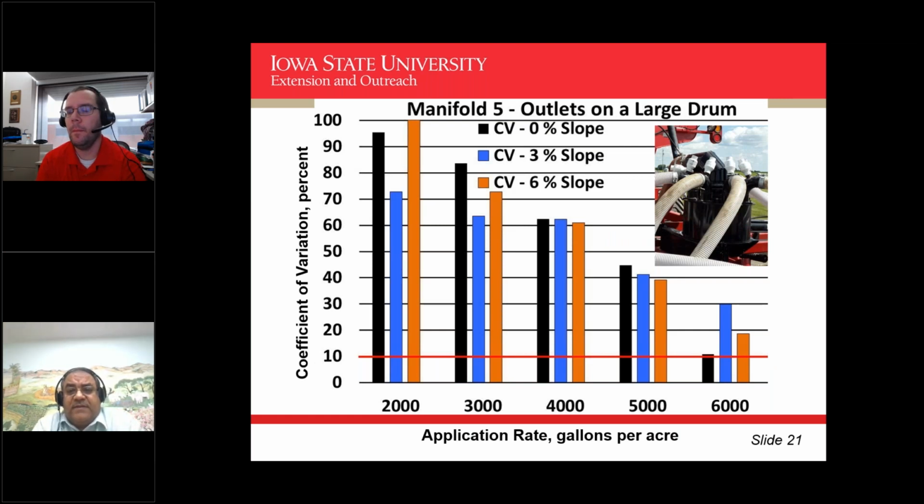Another one we tested, in this particular case, had manure entering from the top, and the outlets were also on the top in this manifold. But as you can see, on the lower application rates, it had pretty high variability. Even getting up to 6,000 gallons per acre, we were still higher than the 10% mark. We were getting pretty close, but still well above that 10% variability red line that you can see there.